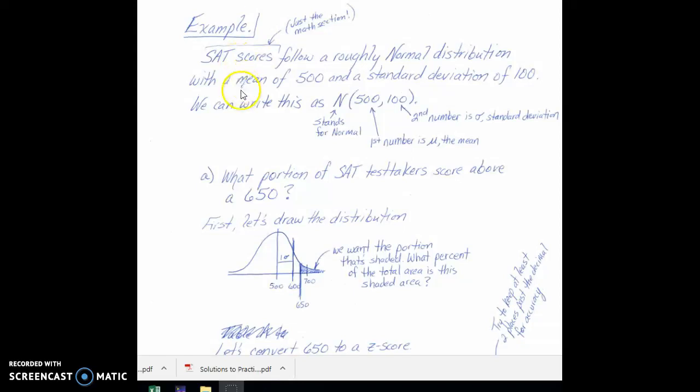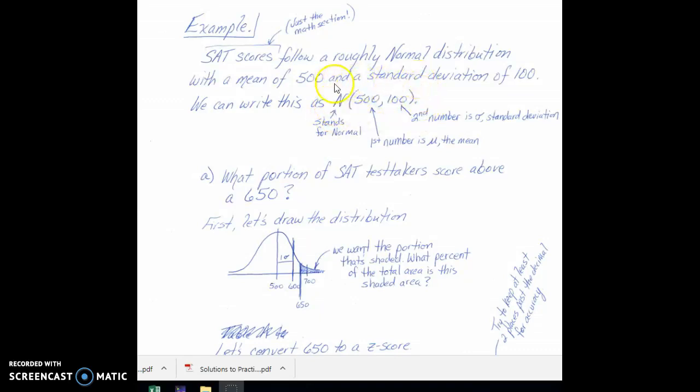Okay, if you want to pause it and read the problem real quick. So we have SAT scores, which follow roughly a normal distribution. We're going to say a mean of 500, standard deviation of 100. We can write it like this in shorthand.